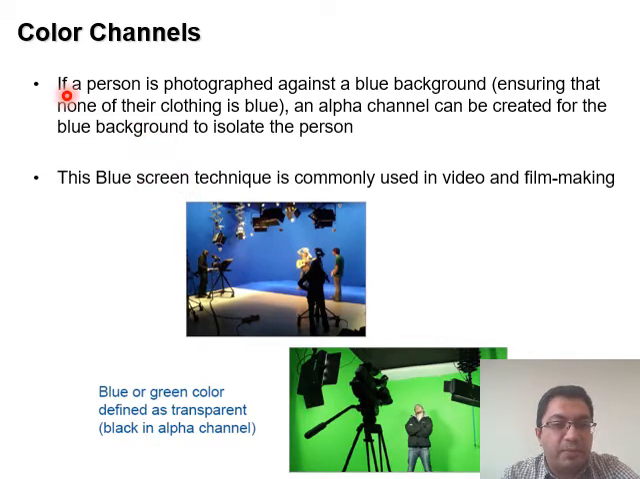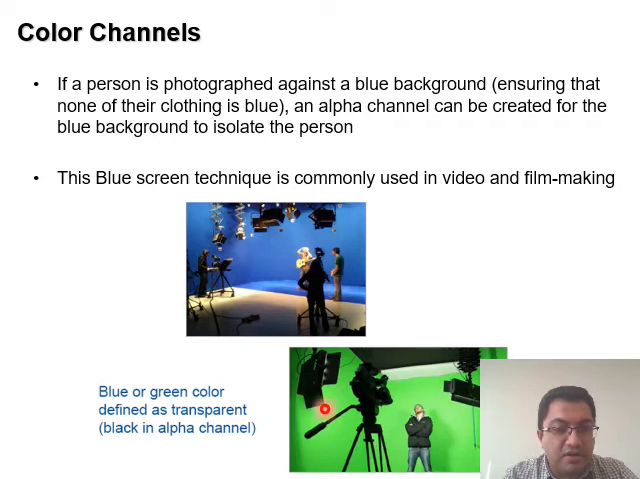We say here that if a person is photographed against a blue background, ensuring that none of their clothing is blue, so that person wouldn't be wearing anything in blue, an alpha channel can be created for the blue background to isolate the person. So you can imagine someone who doesn't have anything blue in his clothes is filmed in front of a blue screen. Then we can make an alpha channel that removes the blue color and makes it transparent. Once we have this, we can insert, by editing later on, any background instead of the blue screen or the green screen.